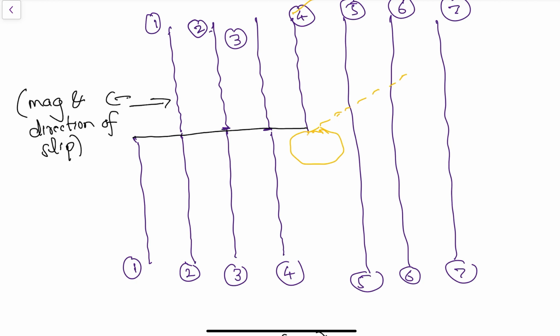And there is one more thing we need to note here. If you draw a plane here, so you can see that here this is called the slip plane. Okay, this is the plane on which the slip has occurred. That is why this is called the slip plane. Okay, and this distance gives you the magnitude and direction of the slip.